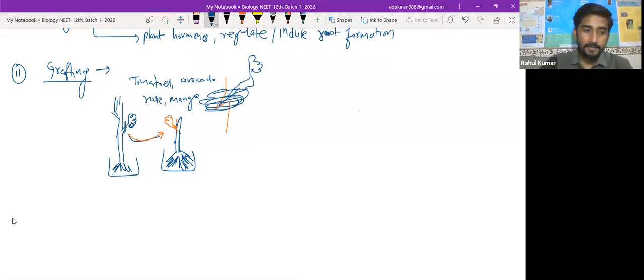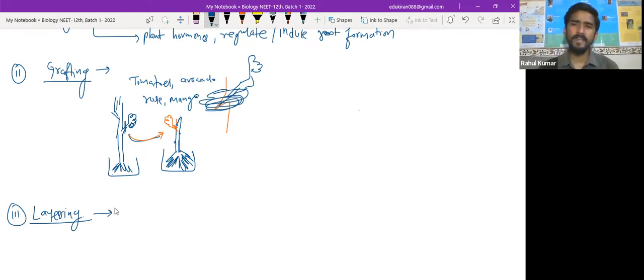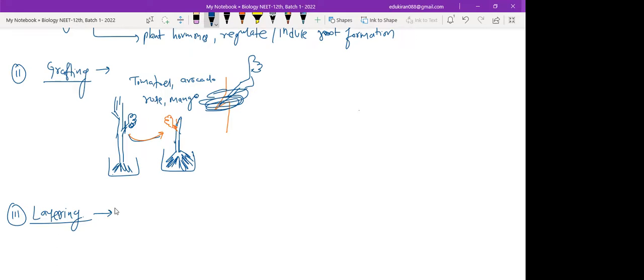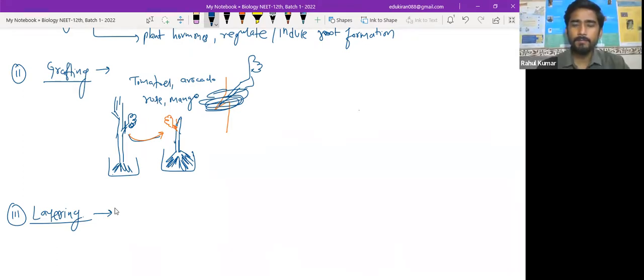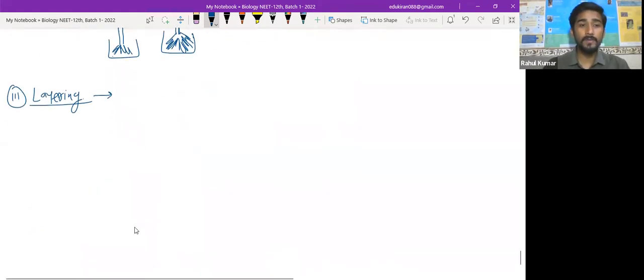Now, third one is layering. Grafting and cutting is clear. What do you understand by layering? What is layering? Sir, I'm not sure. I think you bend one part of the plant into the soil and then it grows a separate plant, something like that. I remember it very vaguely. Yes, true. You're perfectly correct. By layering, we mean we are bringing it back to a level where we are again layering it in the ground.